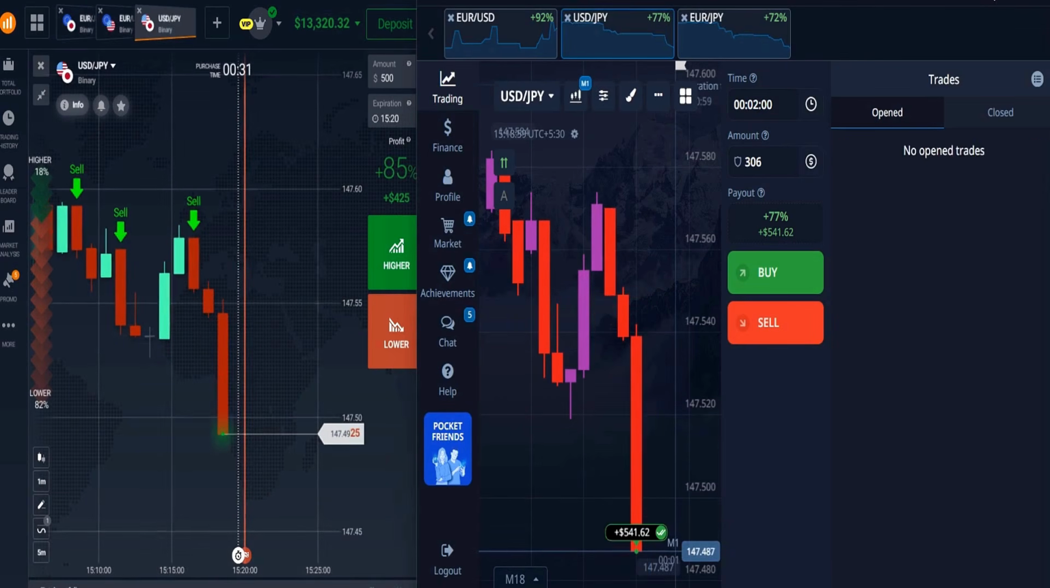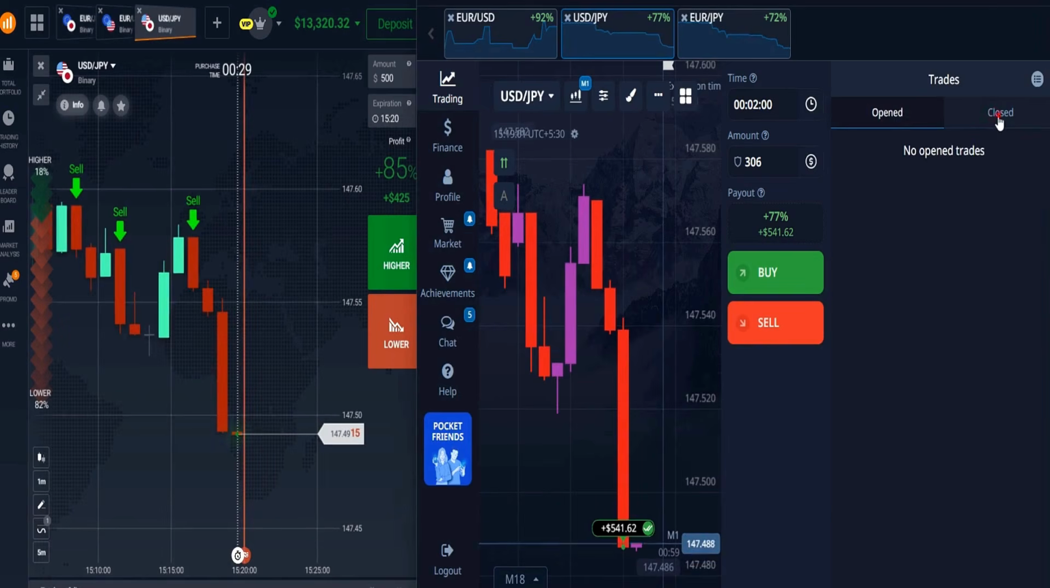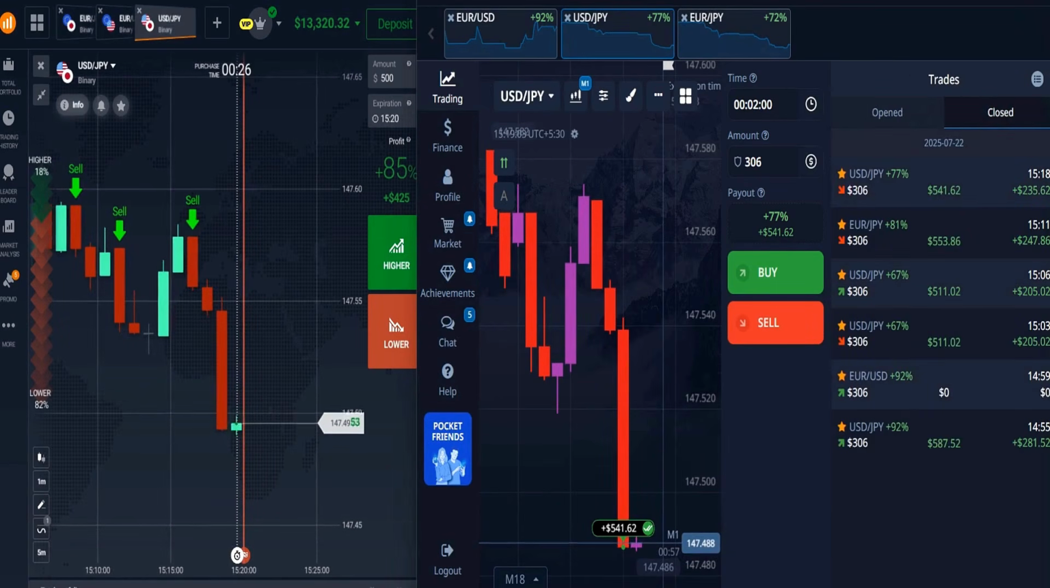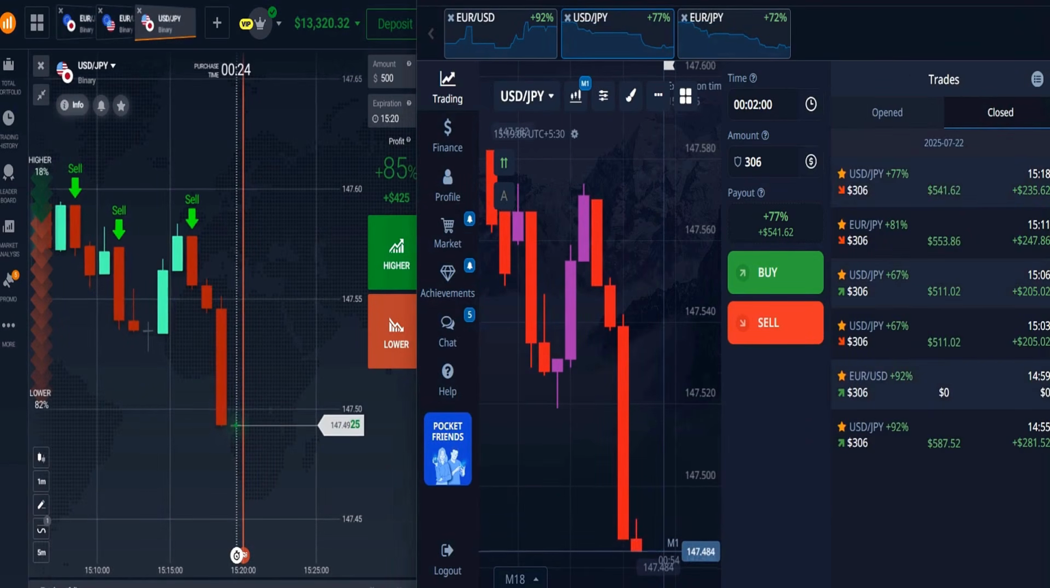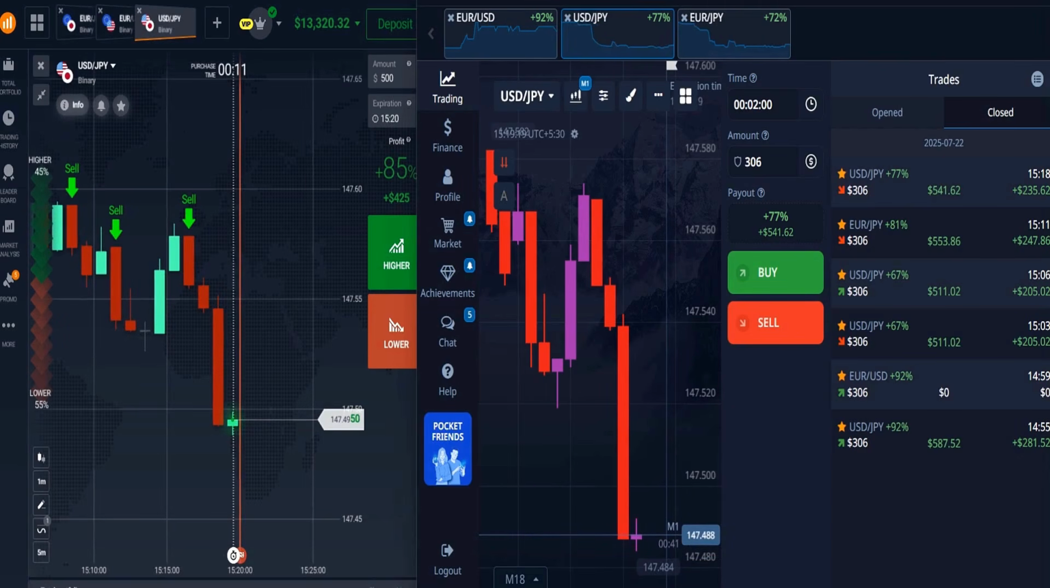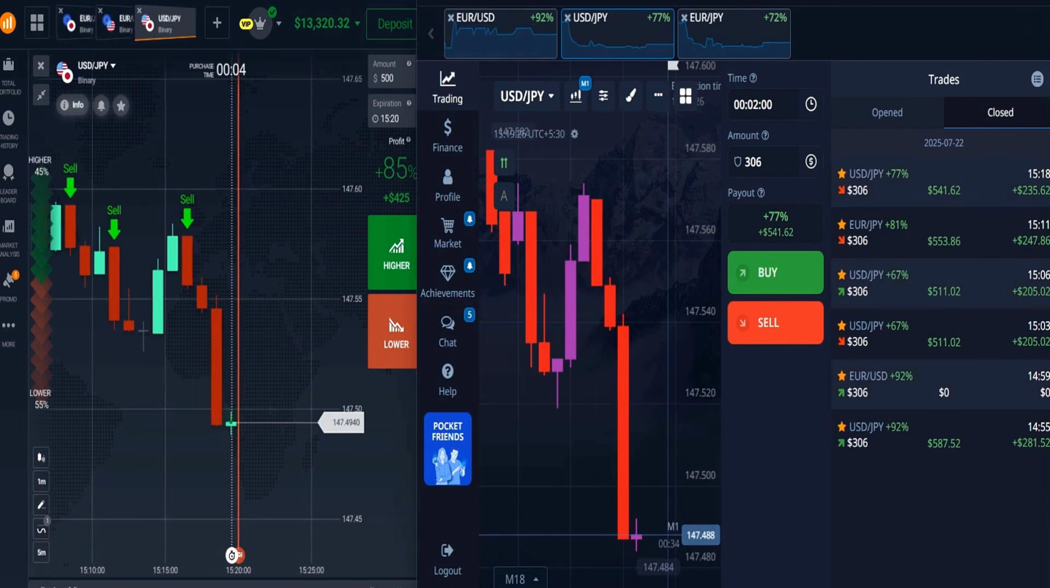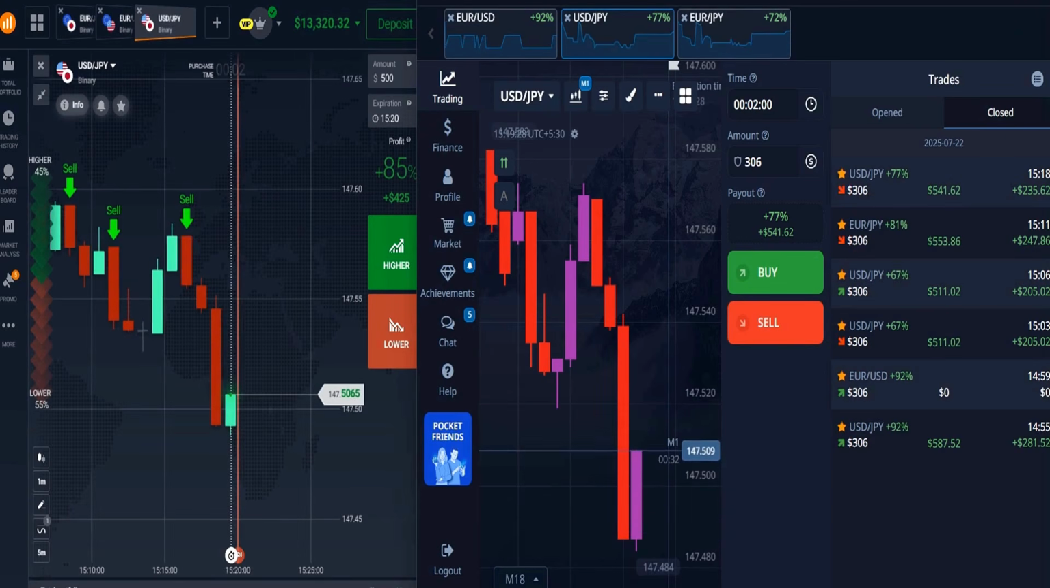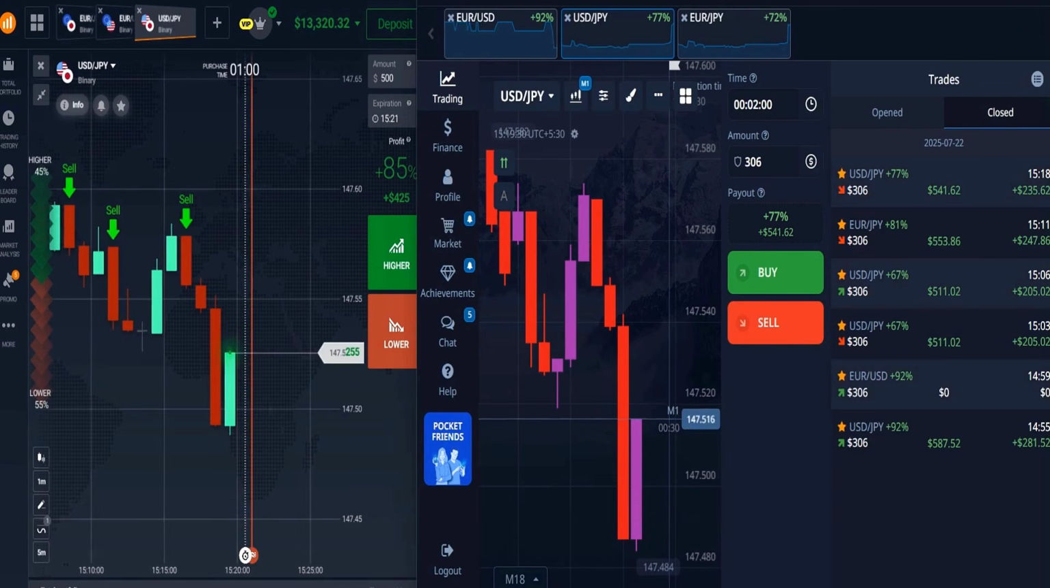So now, as promised, let's look at the final trade summary for today's session. Total trades taken: 6, winning trades, 5, losing trades, 1, win rate over 80%. And here's the full breakdown from our trading history. You can see the amount, payout, and result for each trade right in front of you. There's no editing, no hiding. Everything is shown with full transparency. This shows how powerful and practical this strategy is when followed correctly.